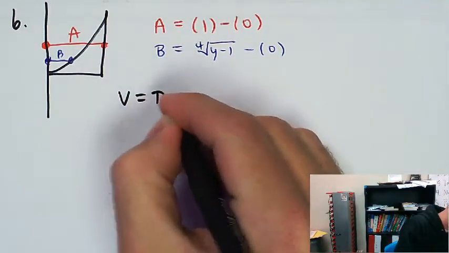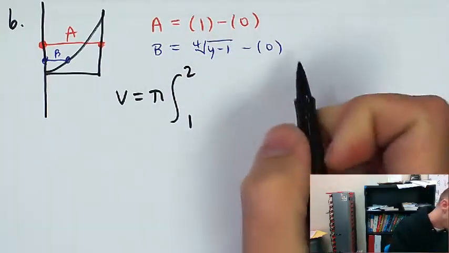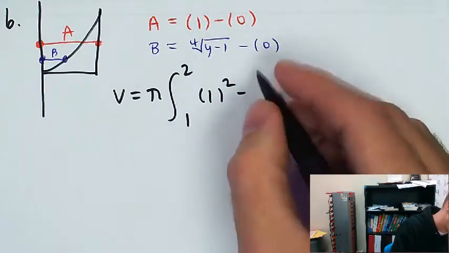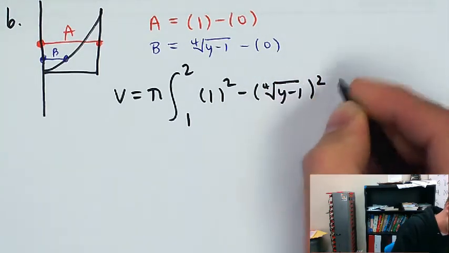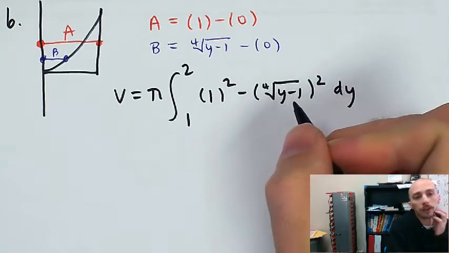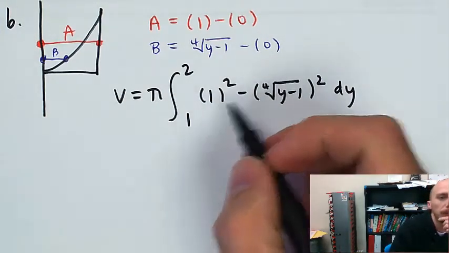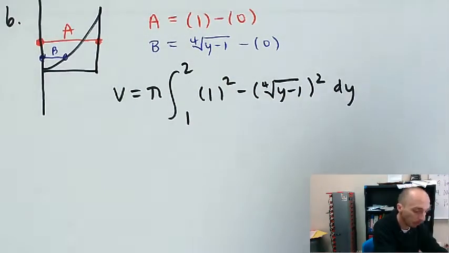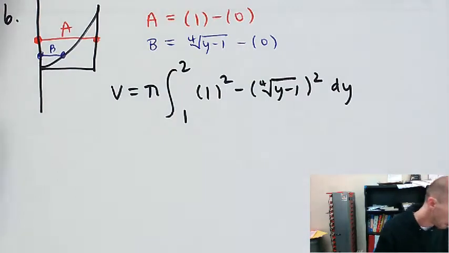So the volume is pi times the integral. Now we know y is going to run from 1 to 2 because we've done a couple of these. Large radius squared minus small radius squared. This is one I could see you being asked to do by hand, because you square the fourth root and you get the square root. We can anti-differentiate both of those things relatively easily without a calculator. So this is one that you could potentially be asked to do on your own without a calculator.